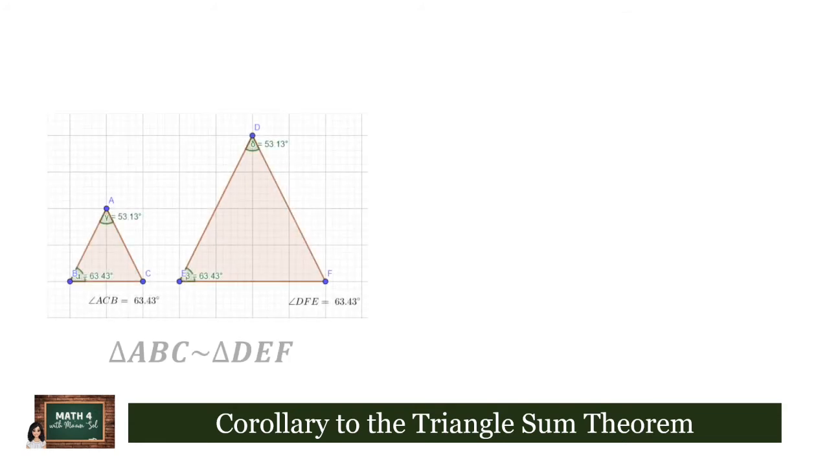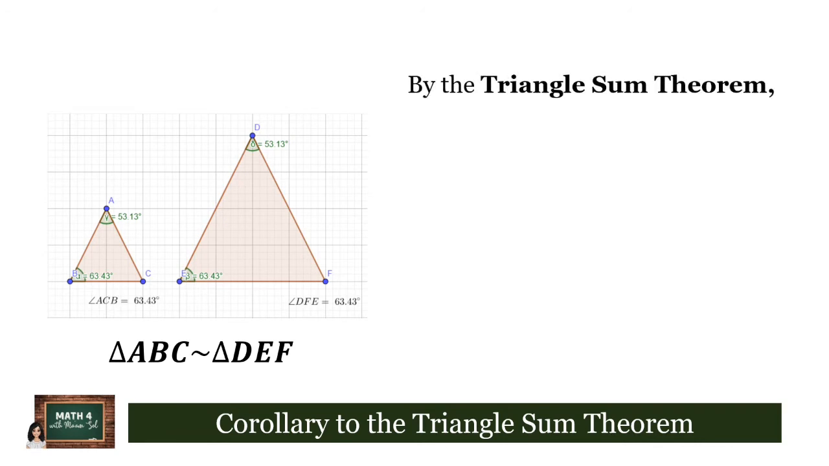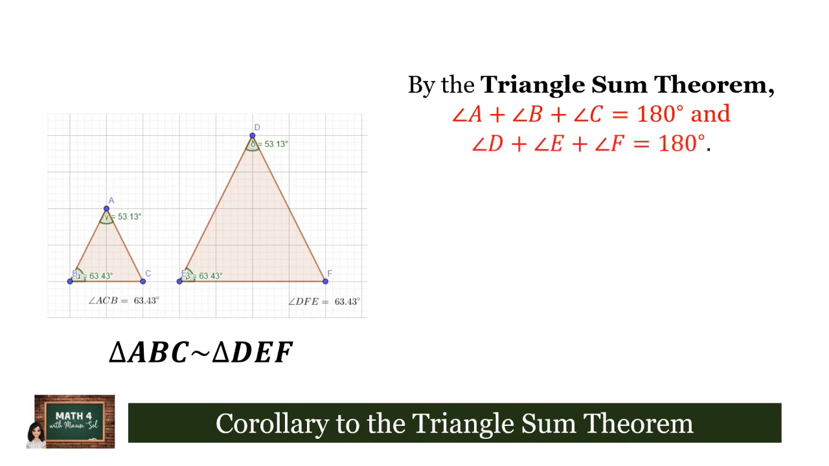Let us prove this corollary using our prior knowledge on the triangle sum theorem. First, we were given that triangle ABC is similar to triangle DEF. Therefore, they have their corresponding angles. Angle A is corresponding to angle D, angle B corresponds to angle E, and angle C corresponds to angle F. By the triangle sum theorem, we know that angle A plus angle B plus angle C is equal to 180 degrees, and angle D plus angle E plus angle F is equal to 180 degrees as well.